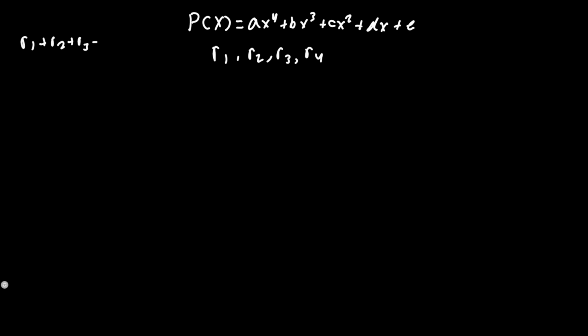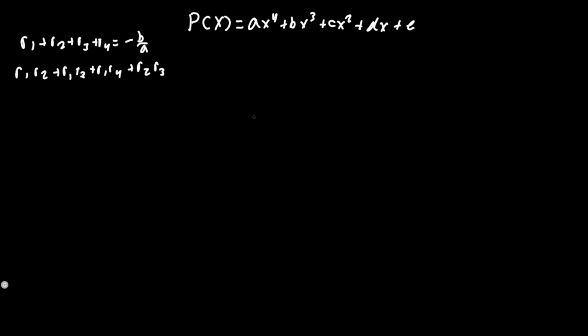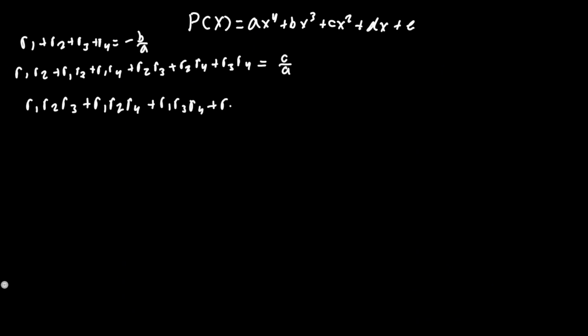R1 plus R2 plus R3 plus R4 is equal to minus B over A. And R1R2 plus R1R3 plus R1R4 plus R2R3 plus R2R4 plus R3R4 is equal to C over A. And then we have the triple product of the roots, R1R2R3 plus R1R2R4 plus R1R3R4, and finally R2R3R4 is equal to negative D over A. And finally, the product of all the roots, R1R2R3R4, is equal to E over A.